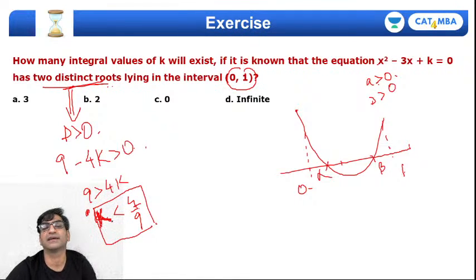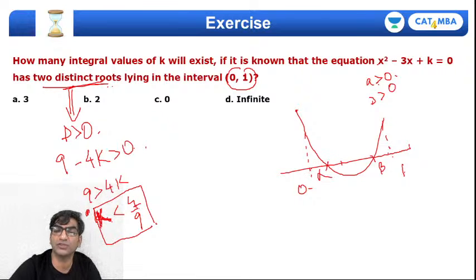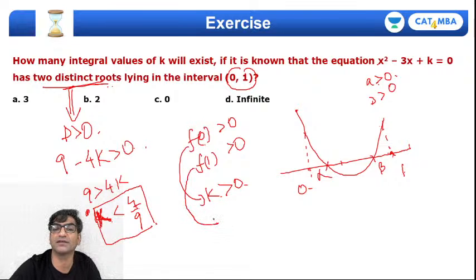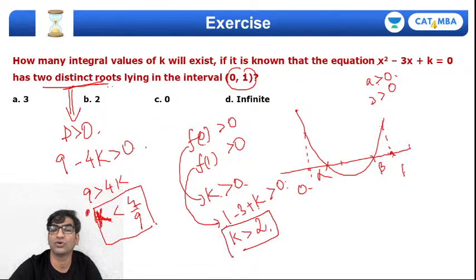The other condition I'll get इज दैट अगर 0 और 1 के बीच में है तो 0 पे मुझे पता है साइन क्या होना चाहिए, पॉजिटिव, और 1 पे भी साइन क्या होना चाहिए, पॉजिटिव। सो f ऑफ 0 ग्रेटर देन 0 और f ऑफ 1 ग्रेटर देन 0, दोनों ट्राई करते हैं। f ऑफ 0 क्या होगा, अगर x की जगह 0 डाल दें तो k, तो k इज ग्रेटर देन 0। और f ऑफ 1 क्या होगा, x को 1 डालो, 1 -3 प्लस k ऑल्सो मस्ट बी पॉजिटिव, राइट। सो k को यही रखते हैं, 1 - 3 is -2, so I'll get k greater than +2 and k greater than 0, right? k greater than 0 becomes irrelevant, अगर 2 से बड़ा है वैल्यू तो 0 से भी बड़ा ही होगा, right?